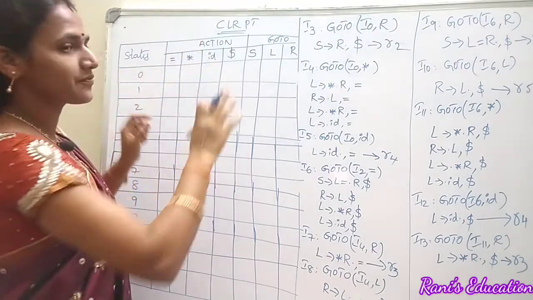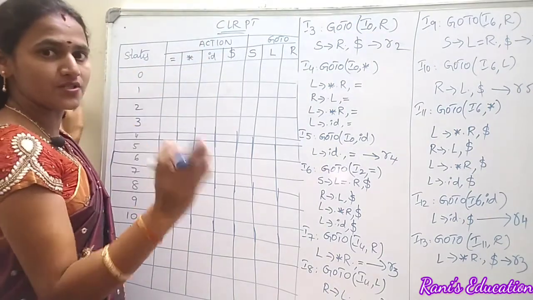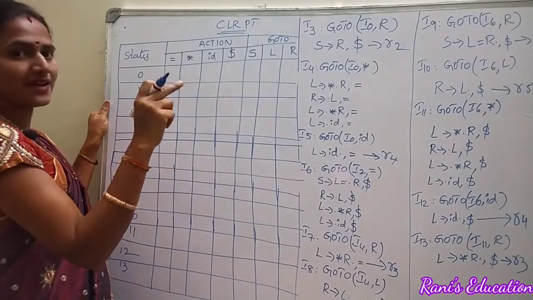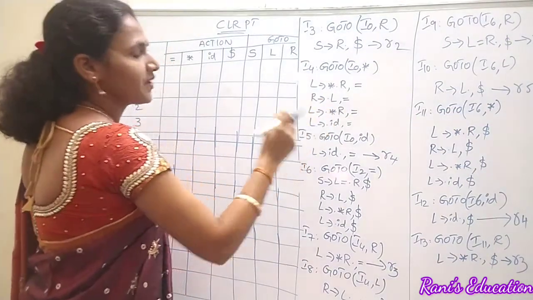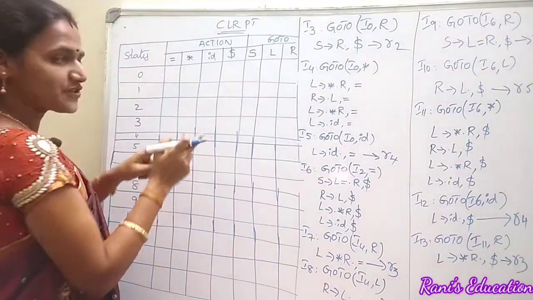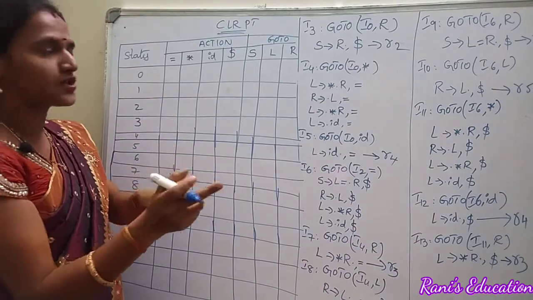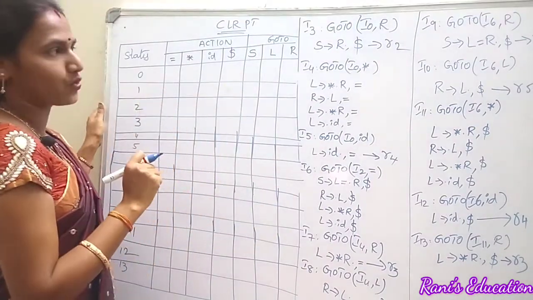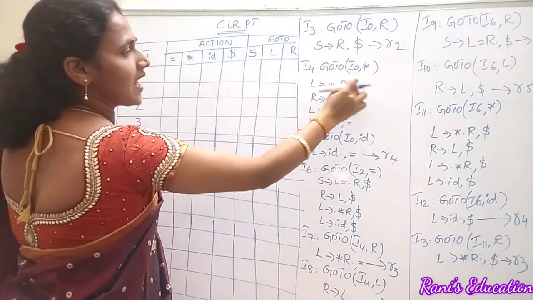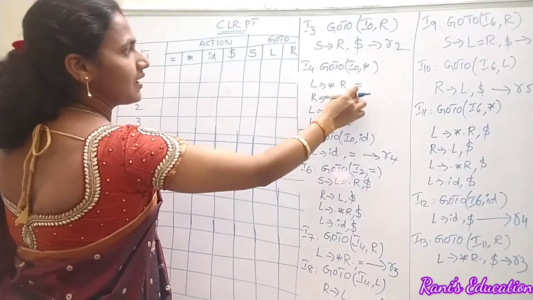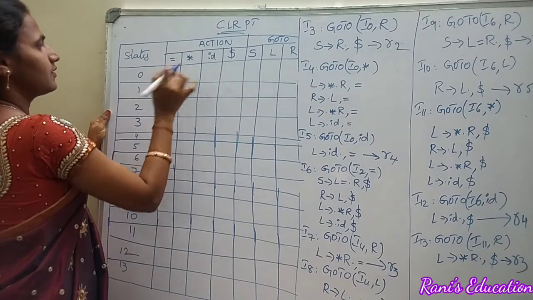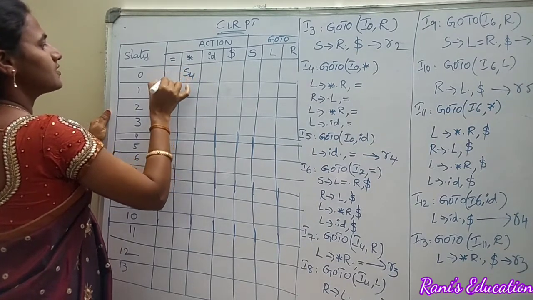In the 0th item, first we check: are there any productions whose RHS starts with a terminal? Yes, we have two such productions, that is L → .star R and L → .id. In which item is dot star shifted to star dot with the look ahead equal? You can observe that in I4. So for asterisk you are going to write shift 4.